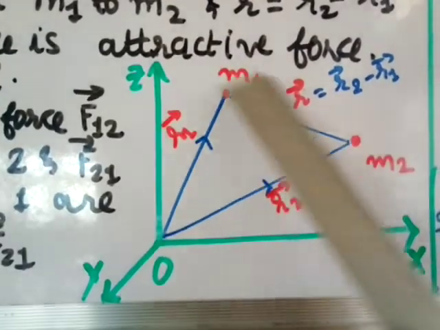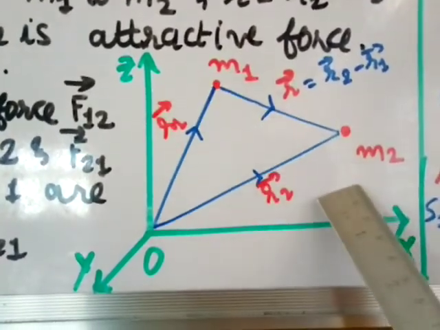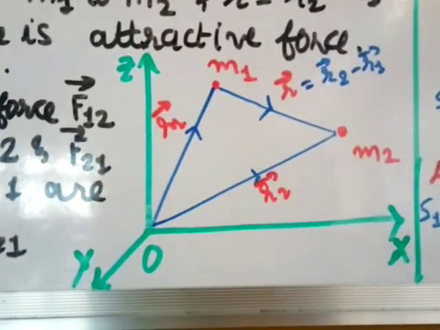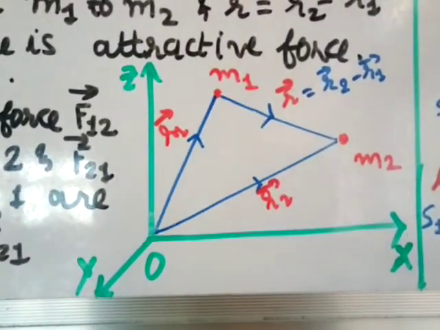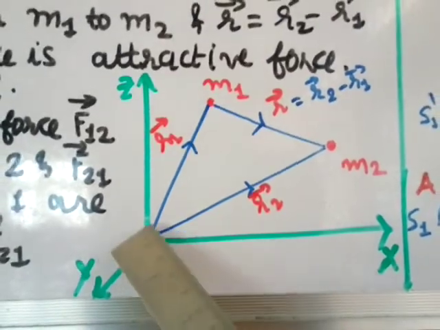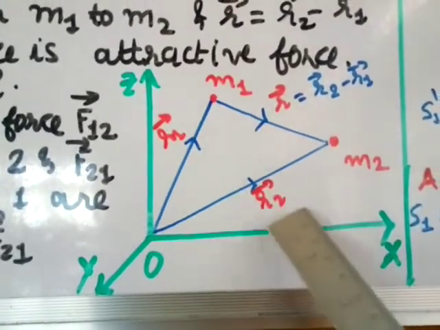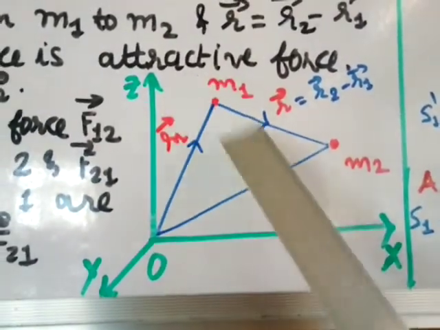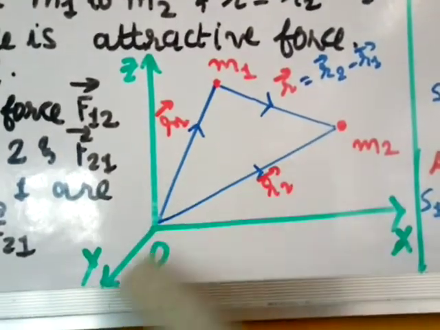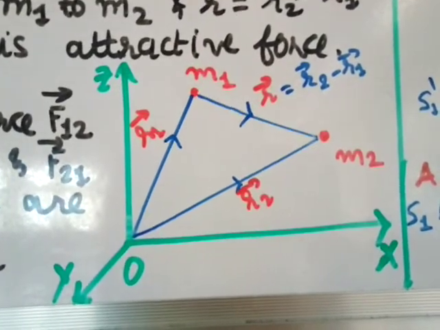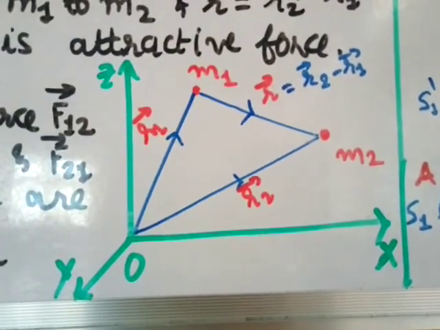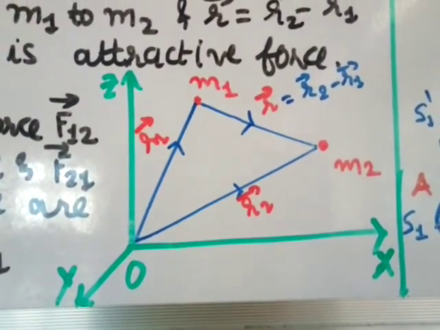So if this direction is towards this side, m1 to m2, then if you apply the triangle law of vector addition in this triangle, O m1 m2, then you can say that r1 plus r equal to r2. In other words, r equal to r2 minus r1. Okay, see, I have written here r equal to r2 minus r1. Just applying the triangle law of vector addition, you can say r equal to r2 minus r1. Okay, so that is the value I have written directly over here.